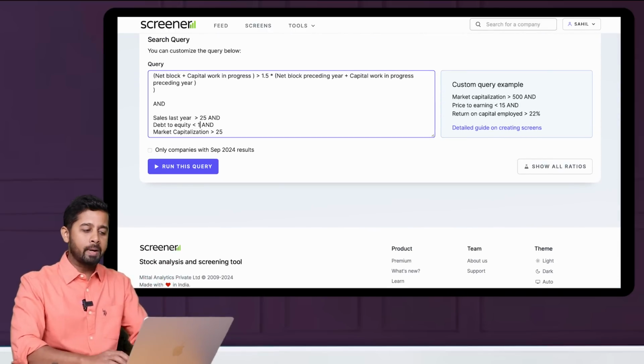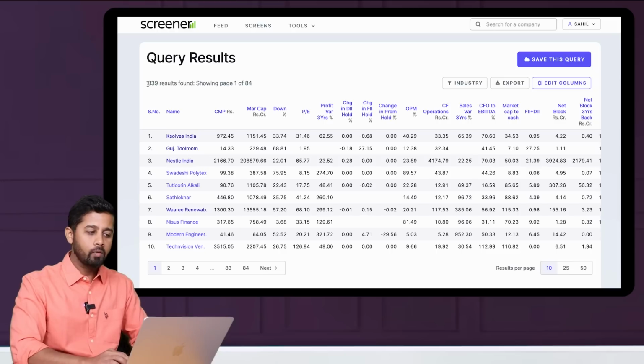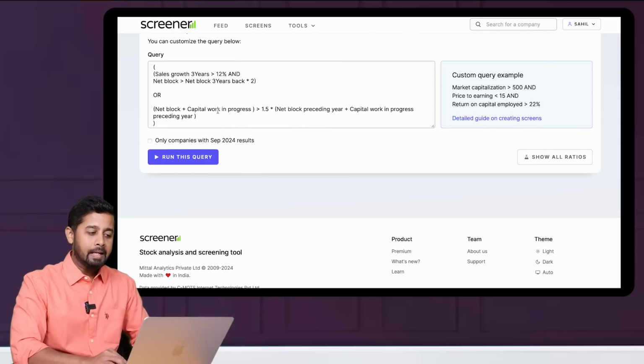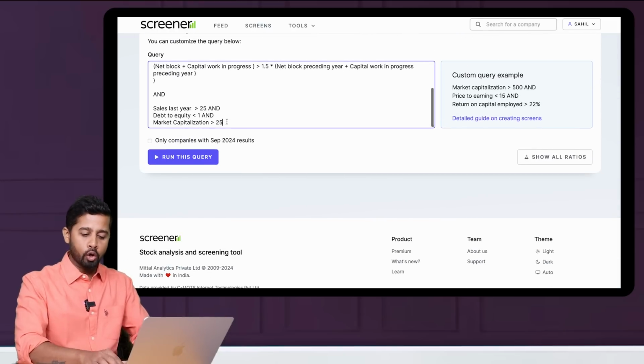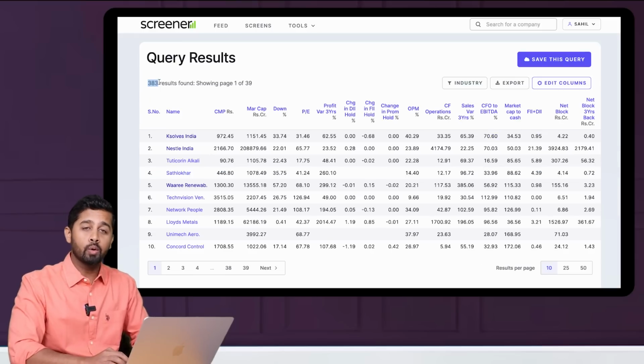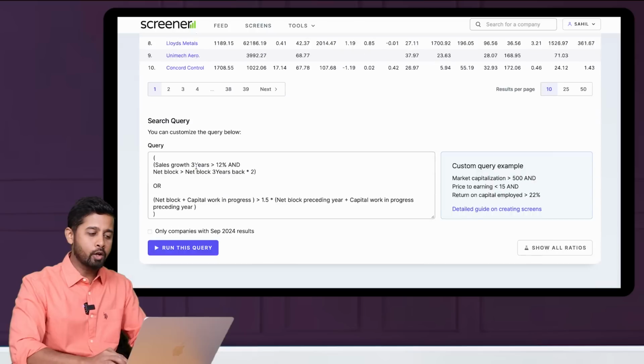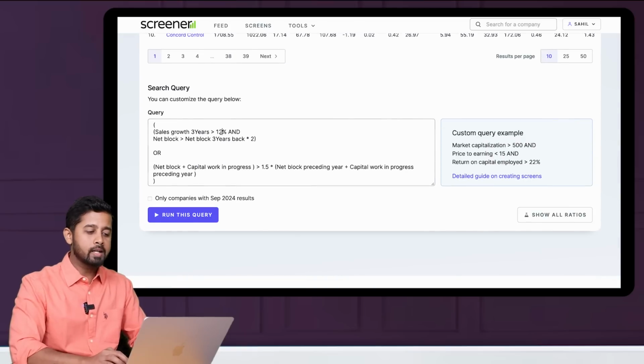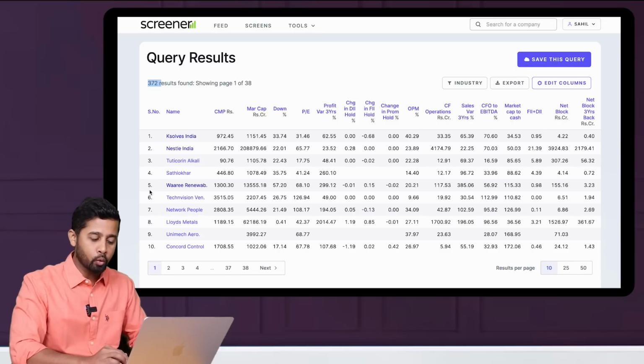So maybe you want to know companies where debt to equity is less than 1. Now you've got 839 results. Then what else you can do? Maybe you want to know only companies where market cap is more than 1000 crore, right? So now you've got only 383 companies, right? And then of course you can again play around. Let's say you want to know companies where sales growth is more than 15%. So if you run this, now you've got 372 results, right?